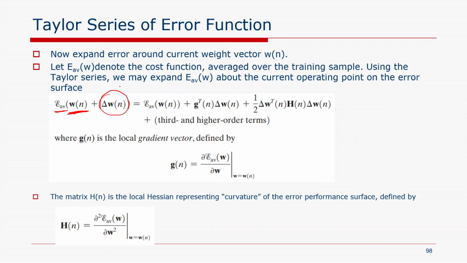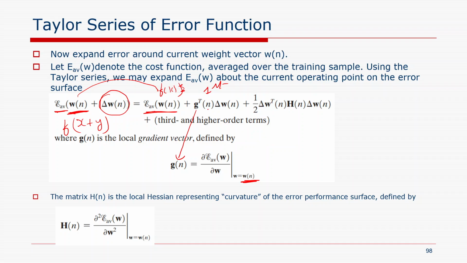That is, using the Taylor series, now we'll expand this, which is x plus y. We have to expand this function using the Taylor series. First is the function, that is f of x, and next is the first derivative of that particular function, g. Here you can observe that it is the first derivative of the average error over W, and we currently know that it is evaluated at W equal to W of n.